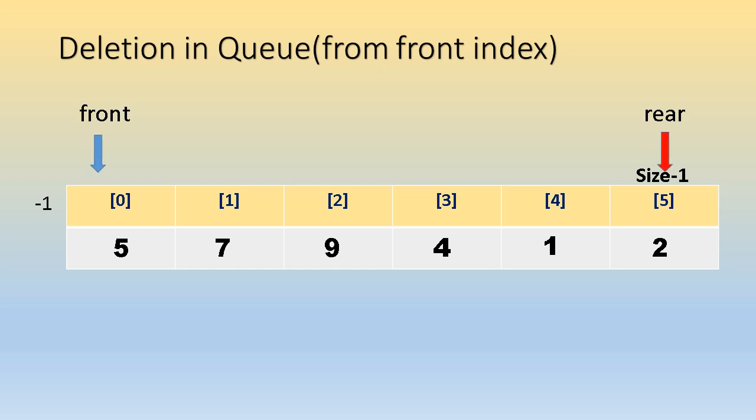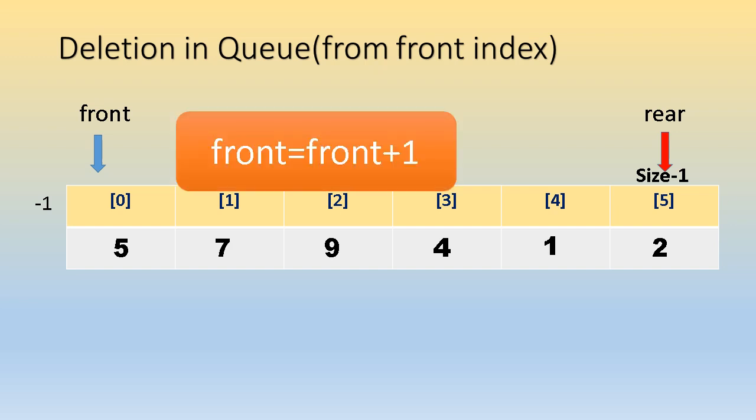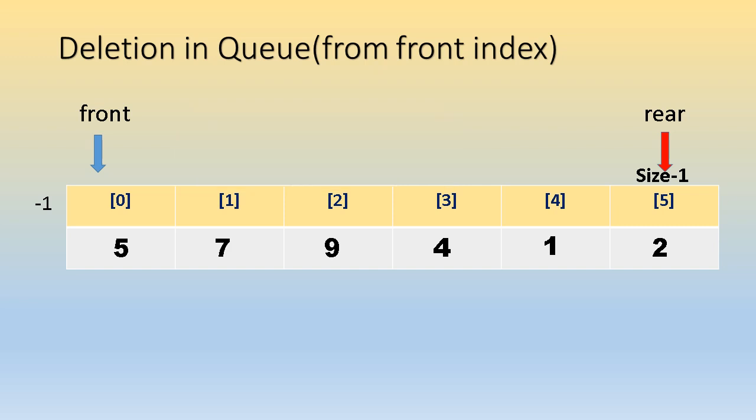Otherwise, the next situation is that if a few elements are there, then after deleting this 5, your front will reach index number 1, because the next front will be that 7. So what we are doing is actually incrementing the front index. After deleting this 5, front equals front plus 1. So front will reach index number 1. After deleting 7, it goes to index number 2. Okay, so this is deletion.